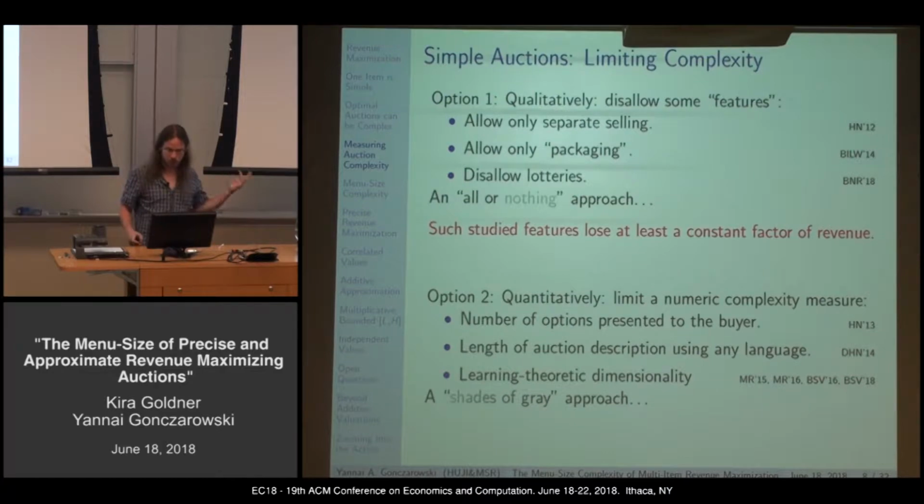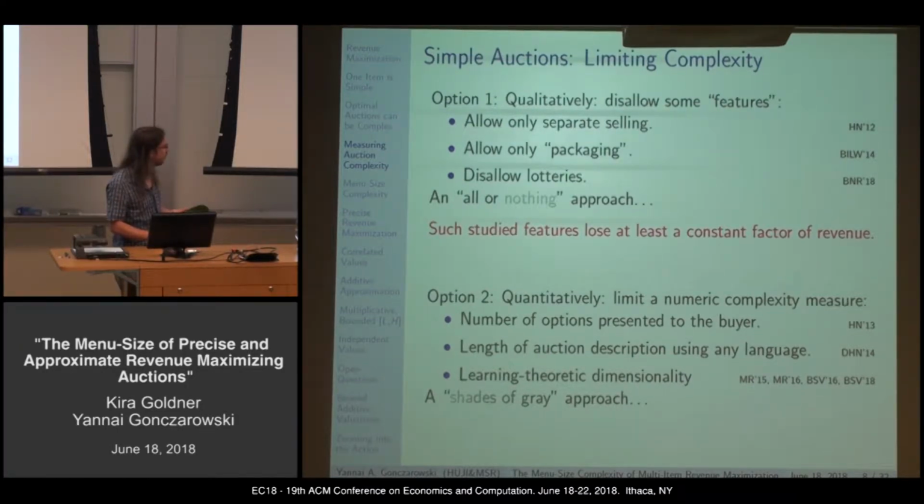So there have been a few options for this popping out over the past few years. One of them is the number of options presented to the buyer. So, for example, if I offer to you either both of these for 4 or the lottery I spoke about for 2.5 or whatnot, then each of these is an option. Another one is the length of an auction description using any language. So you choose your auction description language. You use that to describe the auction. Now let's count the length of this description. This is a very flexible auction complexity.